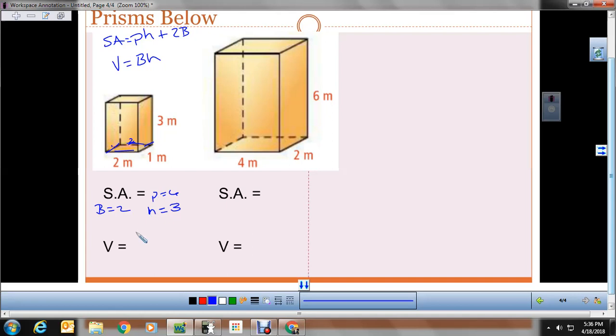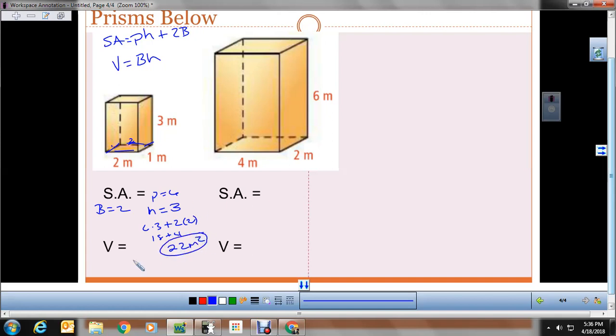So now to find the surface area, we're going to take the perimeter of the base, which is going to be 6 times the height of 3. So 6 times 3 plus 2 times 2. So that gives us 18 plus 4. That gives us 22. So 22 meters squared is our surface area.